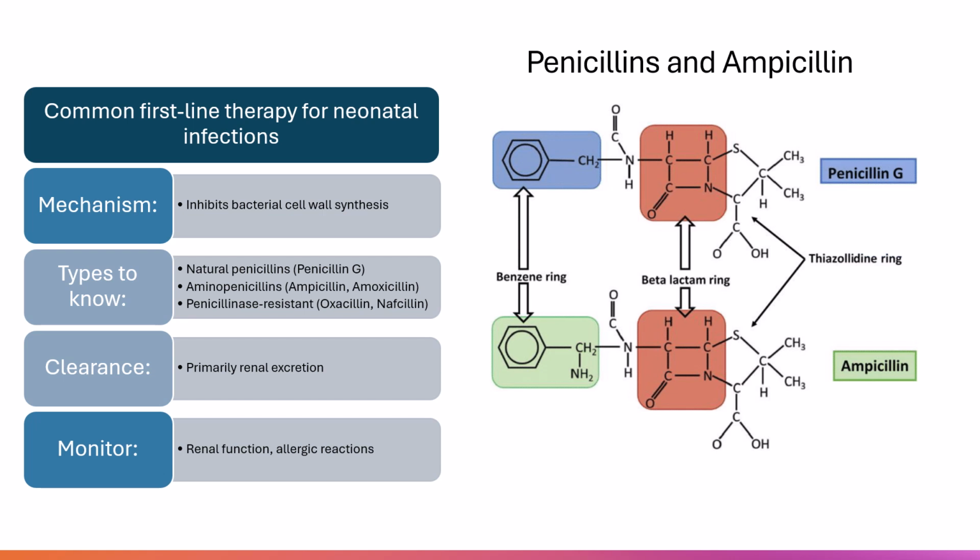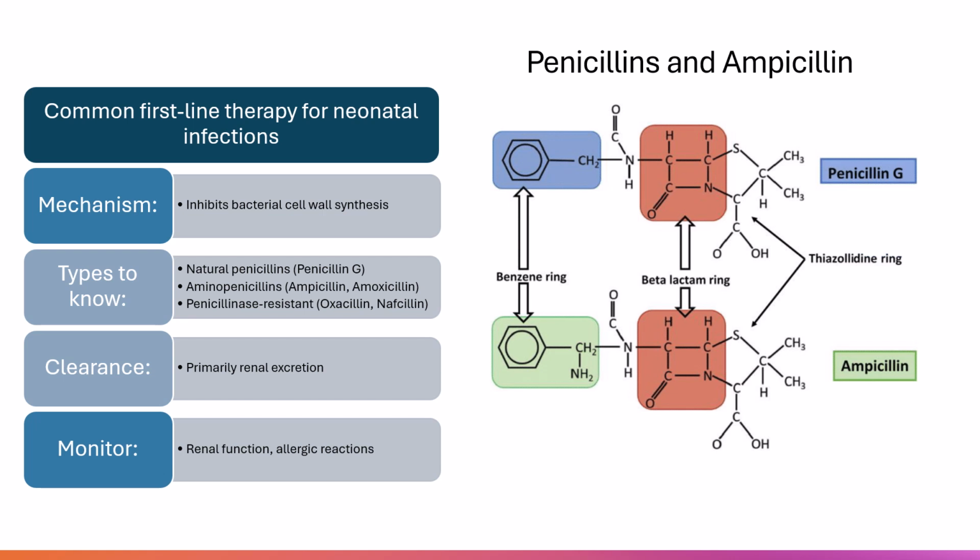Penicillins, particularly ampicillin, are cornerstone antibiotics in neonatal care and frequently tested on the exam. Their mechanism of action involves inhibiting bacterial cell wall synthesis by interfering with the transpeptidation reaction. Ampicillin is your go-to for early-onset sepsis coverage, typically paired with gentamicin. It covers many gram-positive organisms, some gram-negative organisms, and Listeria monocytogenes. That's why it's preferred over penicillin G for neonatal sepsis.